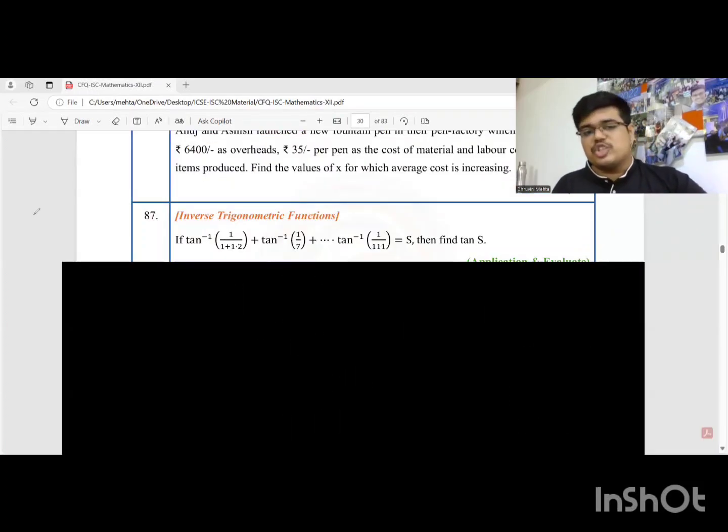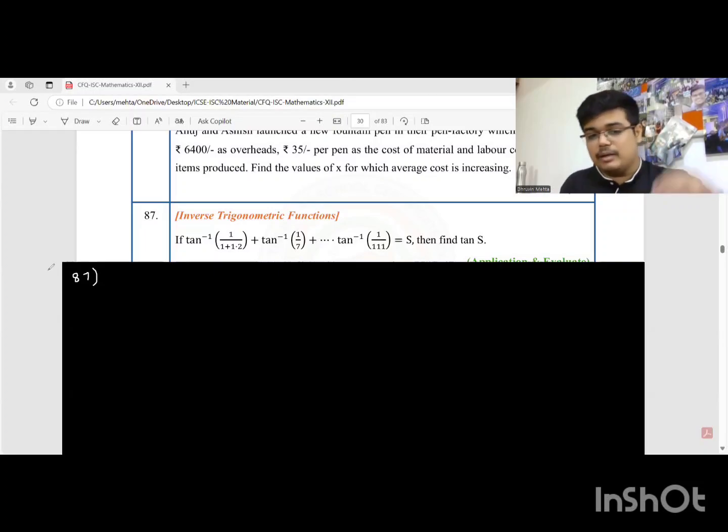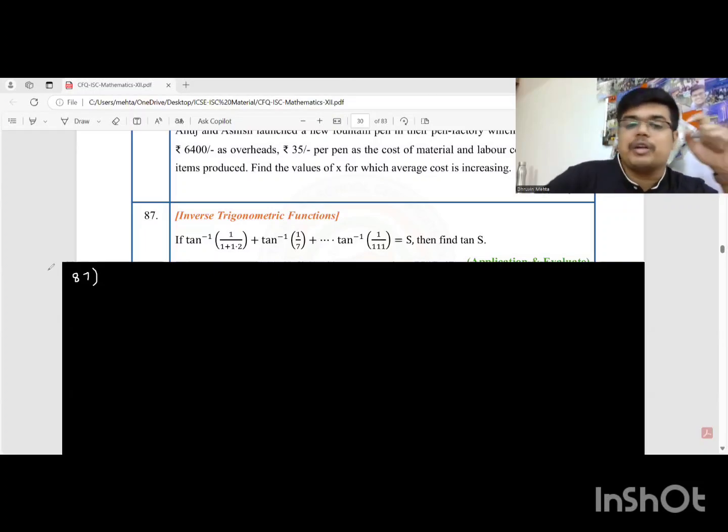Next, students, let us take this question number 87. Question 87 is that question where we will have to use that special rule of tan. See, very smartly in the first bracket, to give you all a hint, they have written it as 1 upon 1 plus 1 into 2. They could have directly written it as 1 by 3, but they did not do that because they wanted you to understand. You have to use that rule which we just discussed in the very beginning. So we'll be using that trick over here.